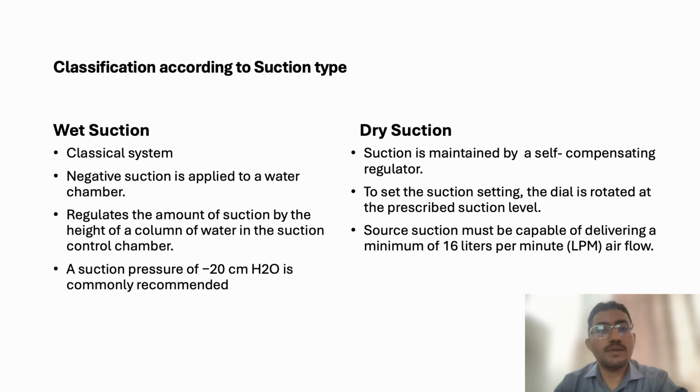Whereas in dry suction, the suction is maintained by a self-compensating regulator where an air fluid level is not required. And here, to set the suction, a dial with a diaphragm is rotated, which prescribes the suction level. For dry suction also, a minimum of 16 liters per minute airflow is required from the main suction valve.